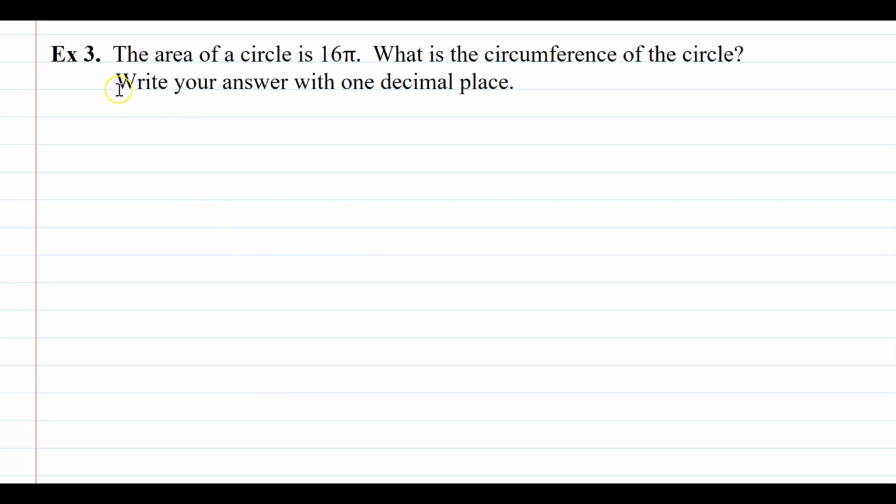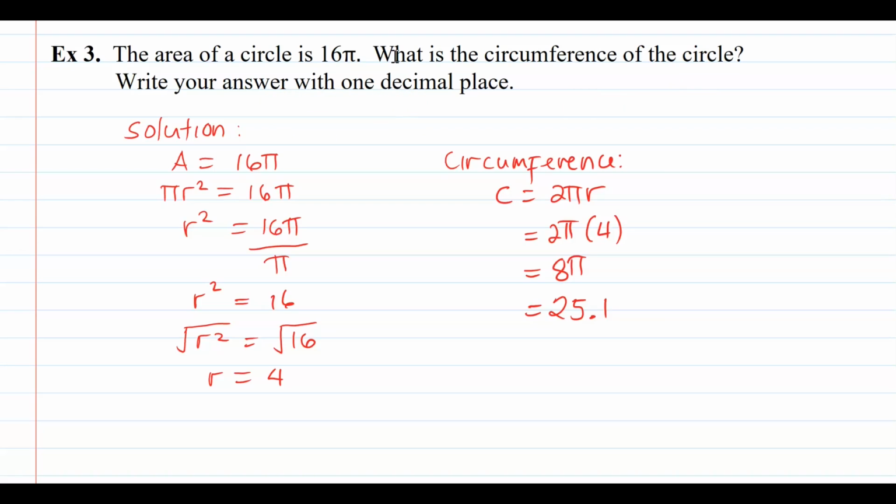Here is our third example. The area of a circle is 16 pi. What is the circumference of the circle? Write your answer with one decimal place. We know that the circumference can be written as 2 pi r. So we need to know the radius of the circle. And the radius can be determined from the area, because we know that the area of the circle is 16 pi. So A is equal to 16 pi.